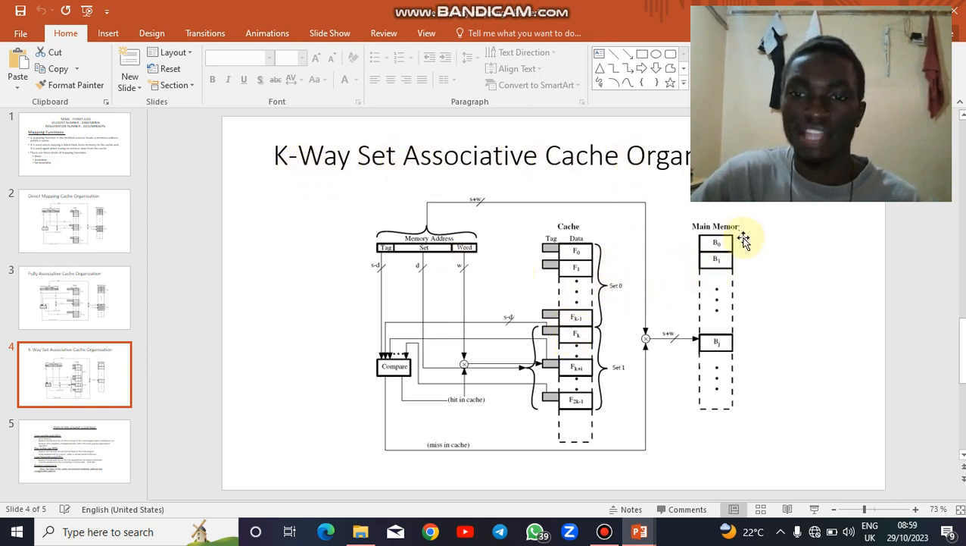So what happens here is that the first block in the main memory is mapped into anywhere within this set 0. It can be mapped here, here, here, here, here, or here, so long as it is in the first set. Then the second block is mapped anywhere within this set. It is somehow different from fully associative, because in fully associative, it is mapped anywhere within the whole cache, but here it is mapped anywhere within the set. That's their main difference.